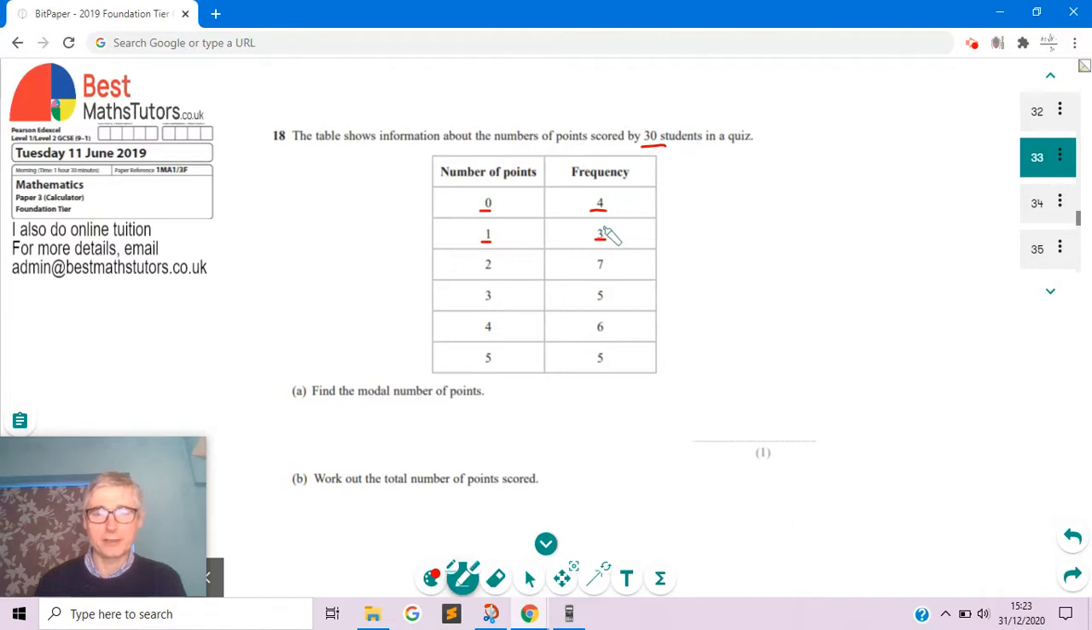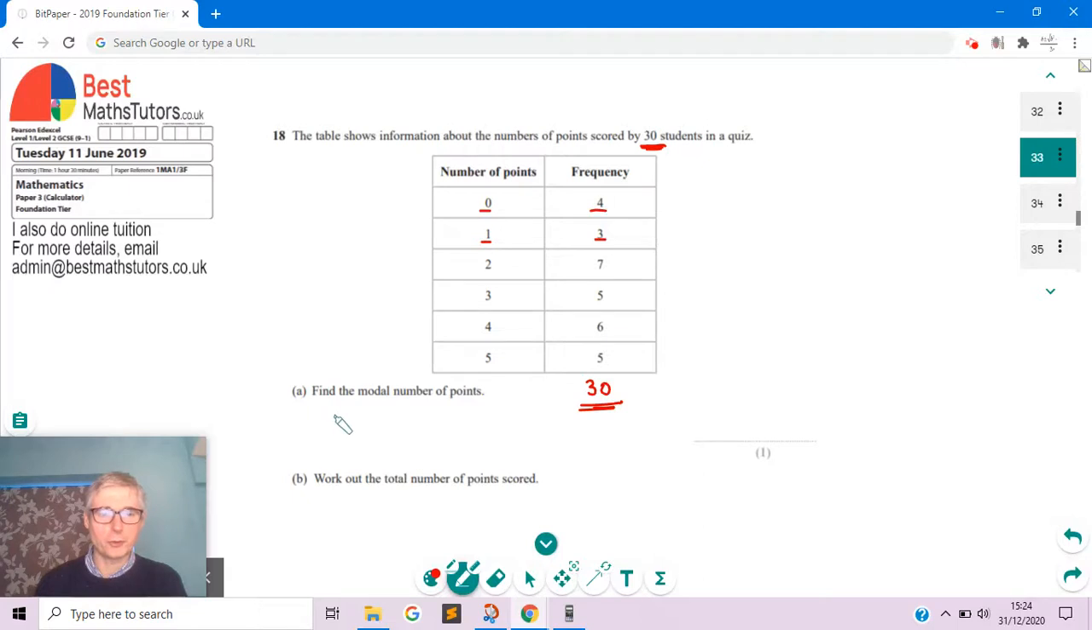In fact, if we added this column up, we would find it would come to 30. 4 plus 3 plus 7, 14, plus the 5, 19, plus 6, 25, and then another 5 makes 30. So if we added that column up, that would make 30, which is the total number of students.